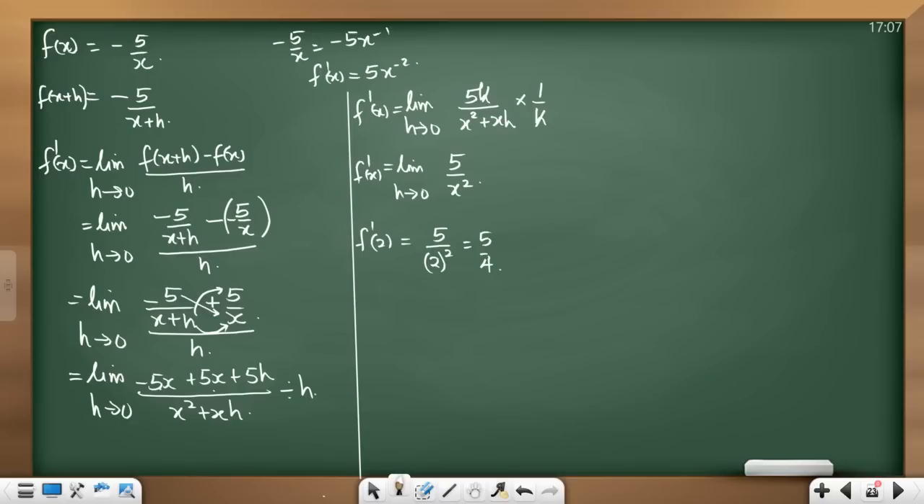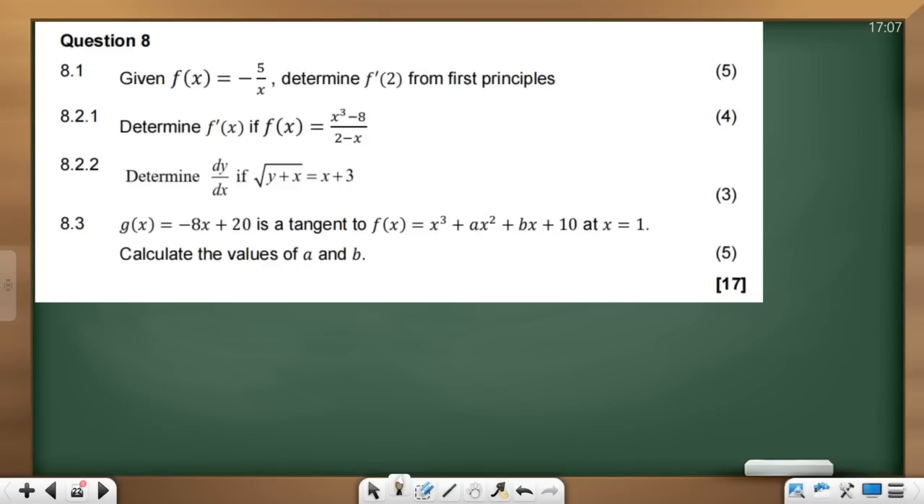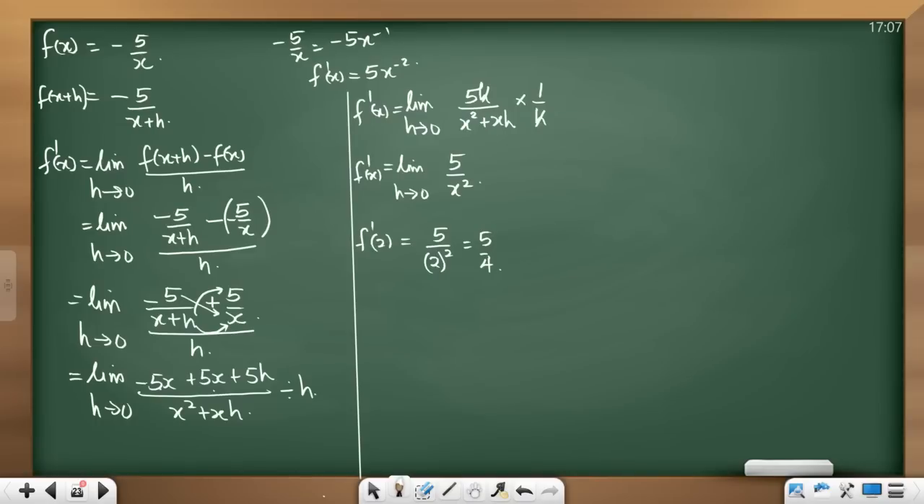Okay, let's go to the next question as I'm racing to finish. Alright. We want, ooh, lovely. Now we have f of x equals to x cubed minus 8 over 2 minus x. Quite a lot of learners have forgotten how to do that. F of x is what? X cubed minus 8 over what?